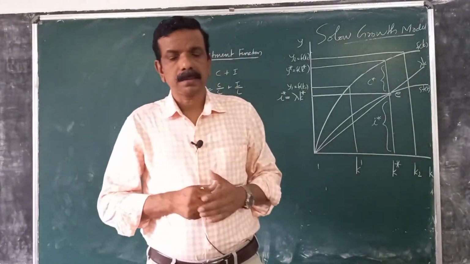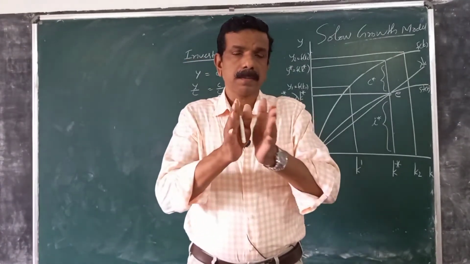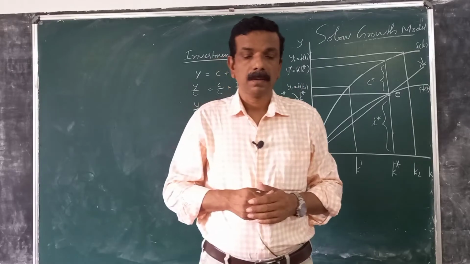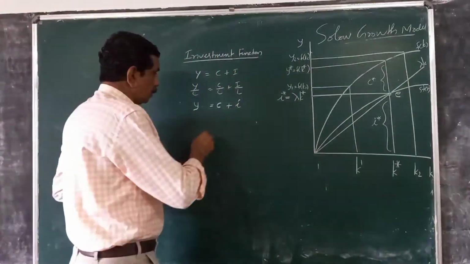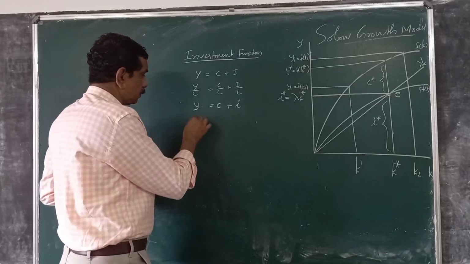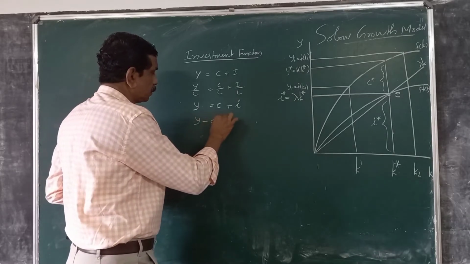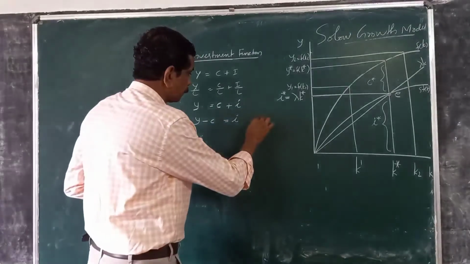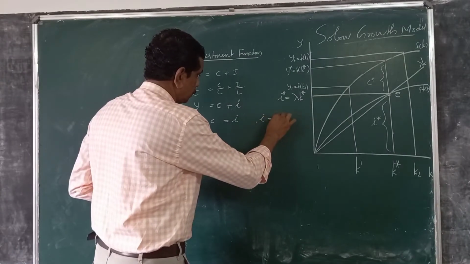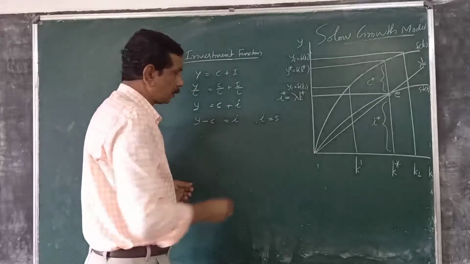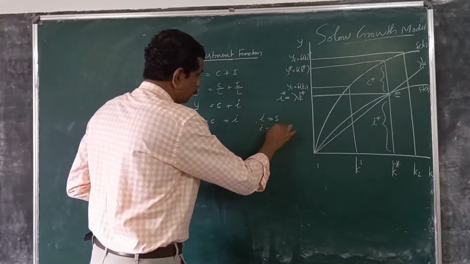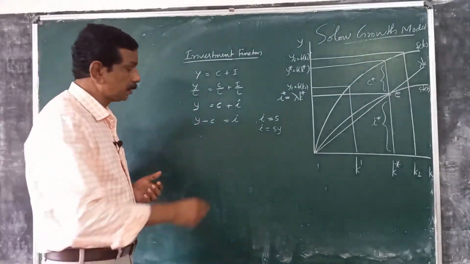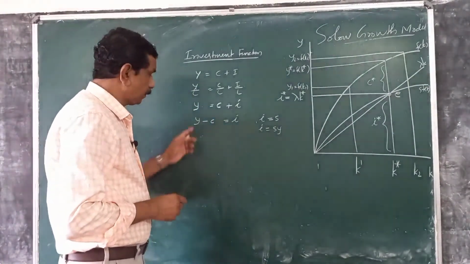And Solow assumed that consumers save a fraction S of their income each year, so that savings per worker is Y minus C, which is equal to I, and from our assumption I is equal to Sy, that we have considered in the previous class. So I is equal to Sy from our previous discussion.